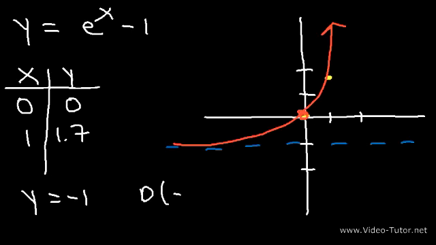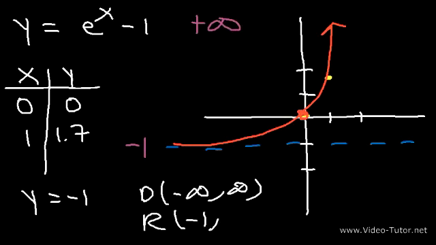The domain of the function is -infinity to infinity, and the range is from the horizontal asymptote up to positive infinity. So the range is from -1 to infinity, but not including -1.